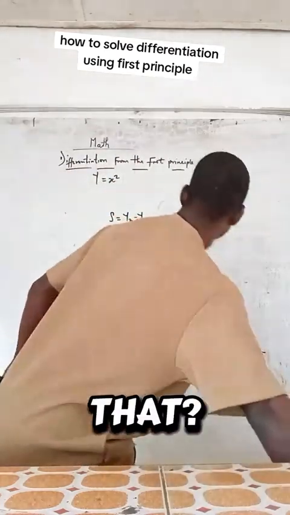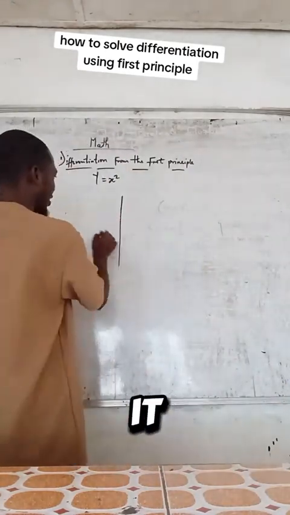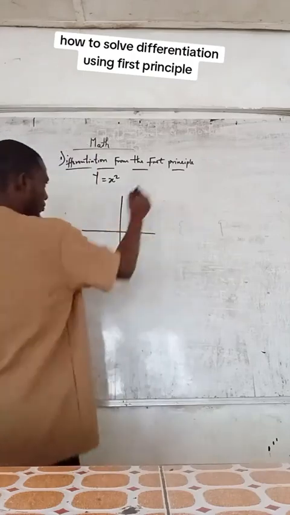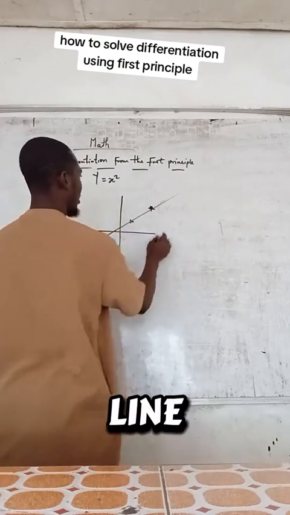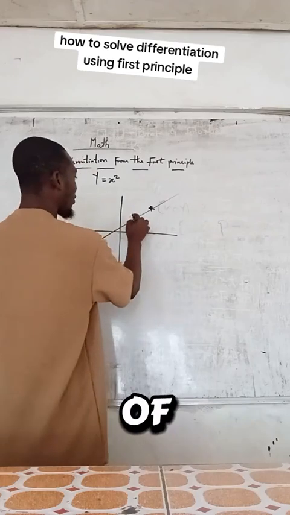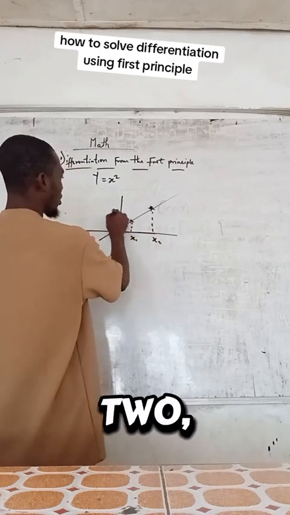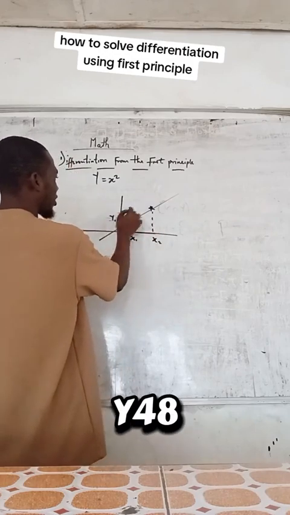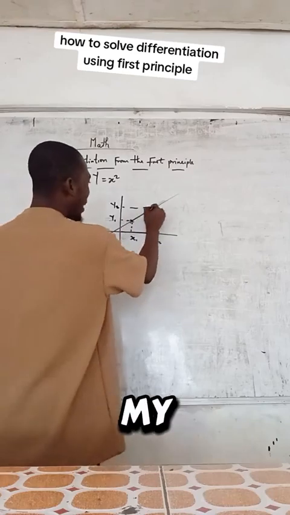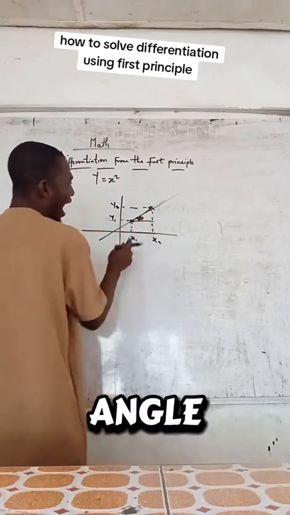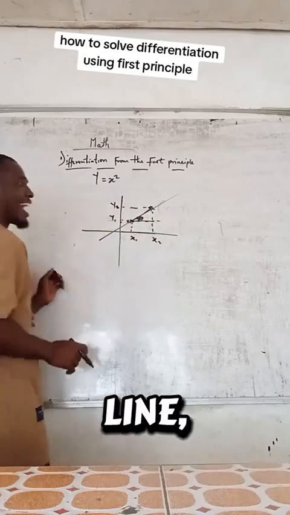Why is it like that? Look at it here. Let's assume I have two coordinates here, and I have 2 points here. Then this is a line. Now, to find the slope of this line, let me call this one x1, this one x2, this one y1, this is the y coordinate, and this one y2. The slope is the angle at which this line is lying on this horizontal line.